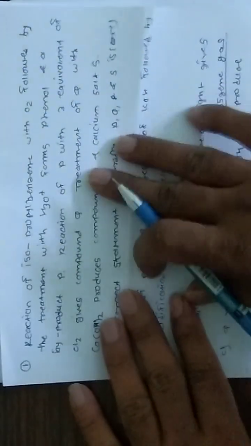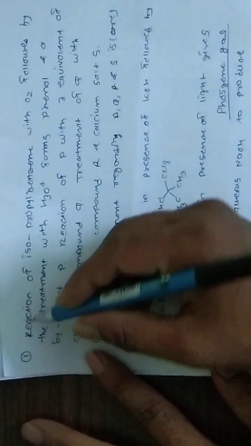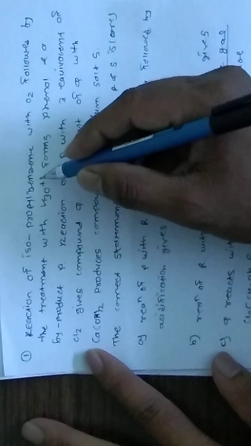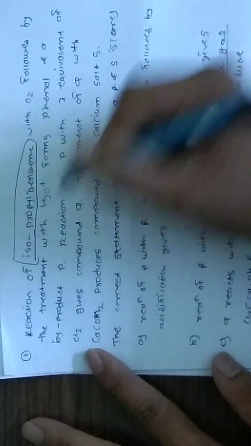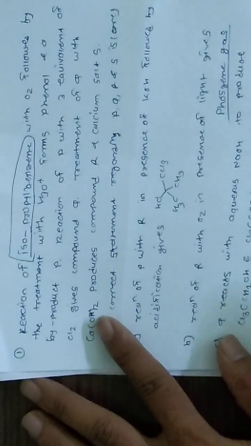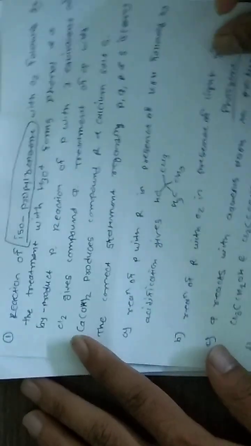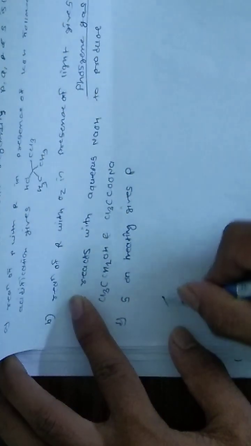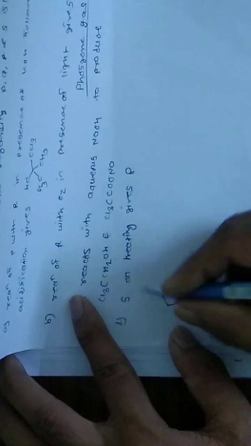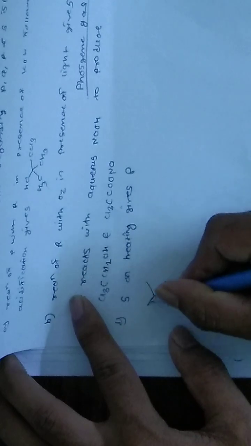So to solve this question, first we have to understand what the question is. This is a paragraph type question. First, what is given? A reaction of isopropyl benzene. First, understand about isopropyl benzene. So first draw the structure of isopropyl benzene. Here I am drawing benzene, and this is isopropyl.